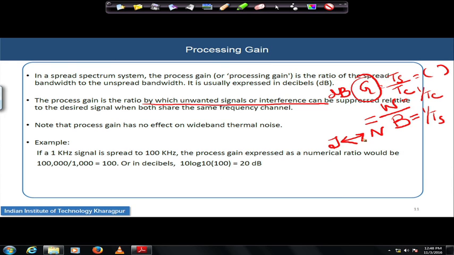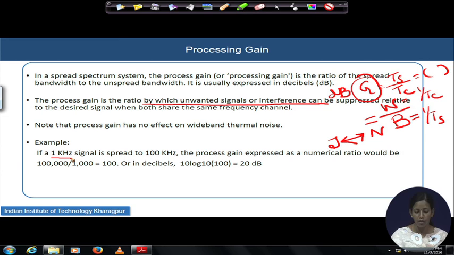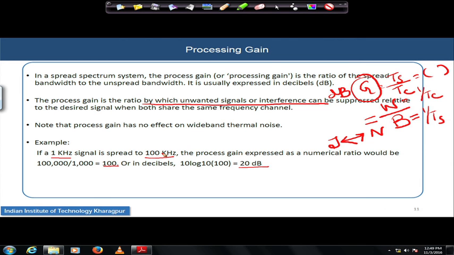Here is a short example for your understanding. If I have a 1 kilohertz signal and I spread it to 100 kilohertz, then the simple processing gain will be equal to 100, or in terms of decibels it is 20 dB. The computation of this processing gain is never influenced by the computation of any noise power.